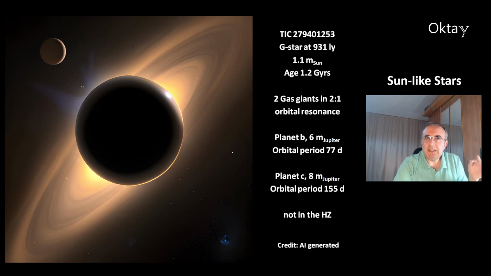This is another system, TIC 279401253, another G-type star at 931 light-years distance. It has 1.1 solar masses. Its age is 1.2 billion years, so just a quarter of the solar system. It has 2 gas giants which are in a 2-to-1 orbital resonance. Planet b is 6 Jupiter masses, orbital period 77 days. Planet c with 8 Jupiter masses has an orbital period of 155 days. And both these planets are not in the habitable zone, they are too close to their star.